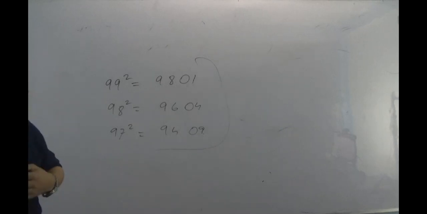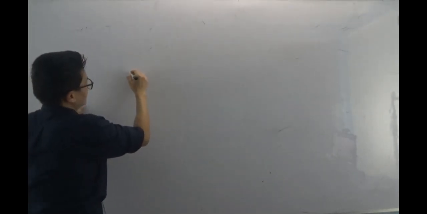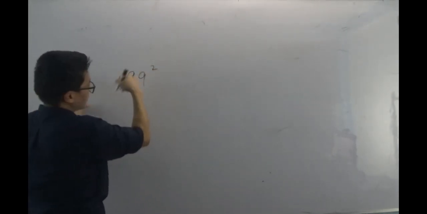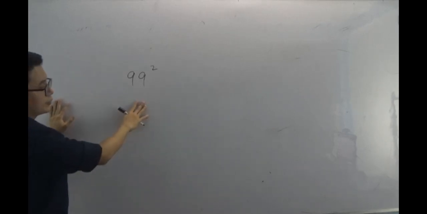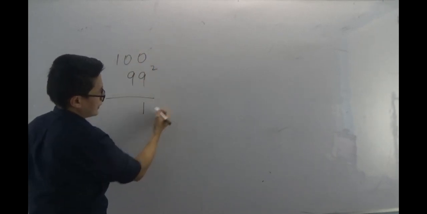Let us see how to find squares, square root, cube root. Take 99 square. This is around 100, nearby 100. The difference from 100 is 1.